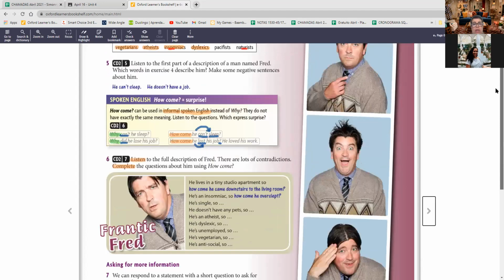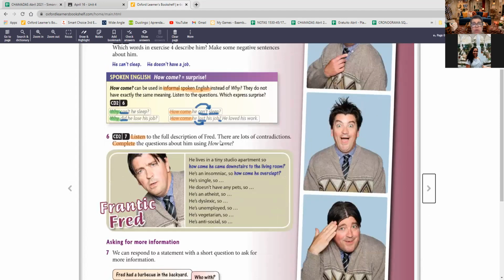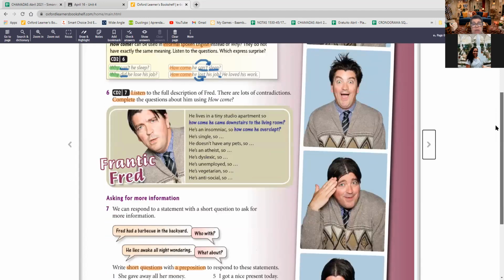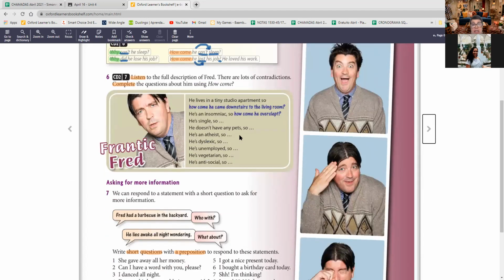And then we learned all that because we were preparing to listen to something about this guy here, whose name is Fred. And there were a lot of contradictions in his story. And we were supposed to correct using how come. Okay, so always remember, we use how come when we express surprise or disbelief.